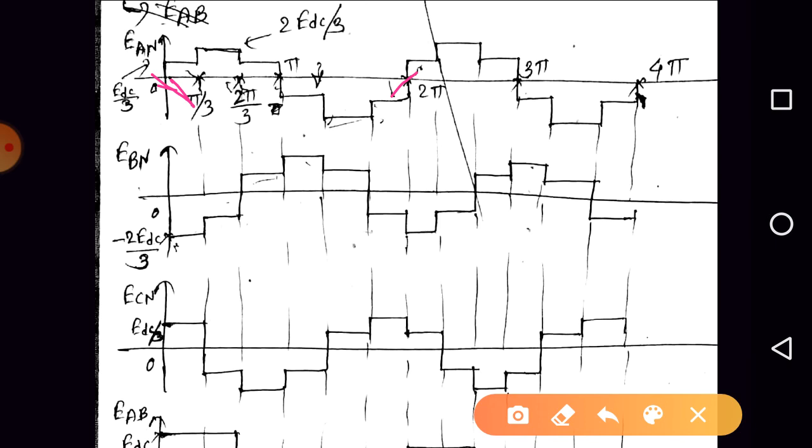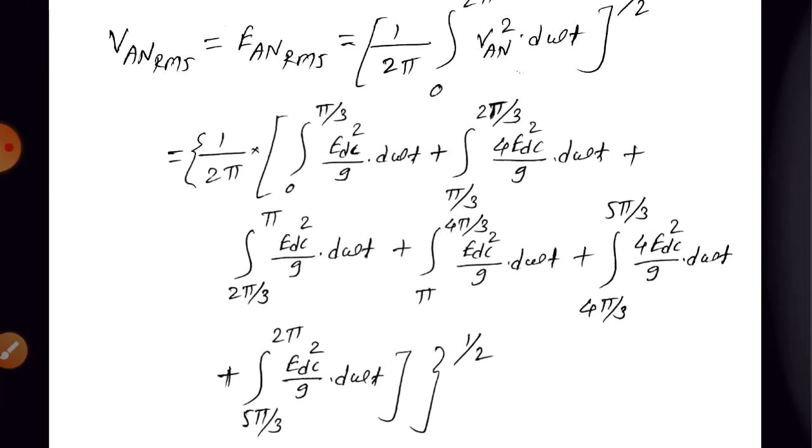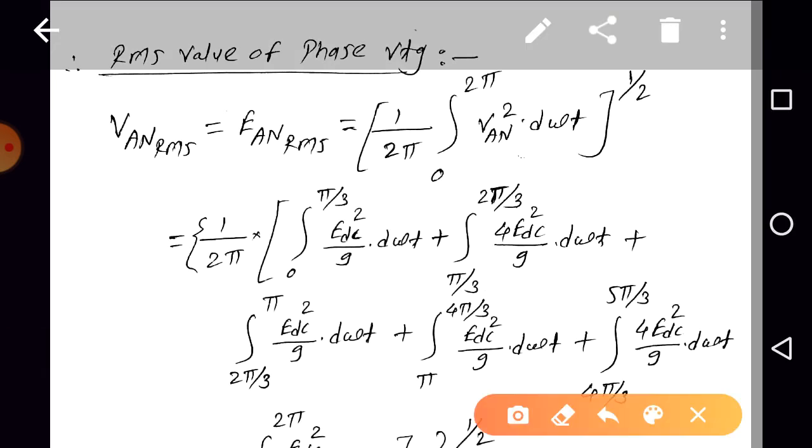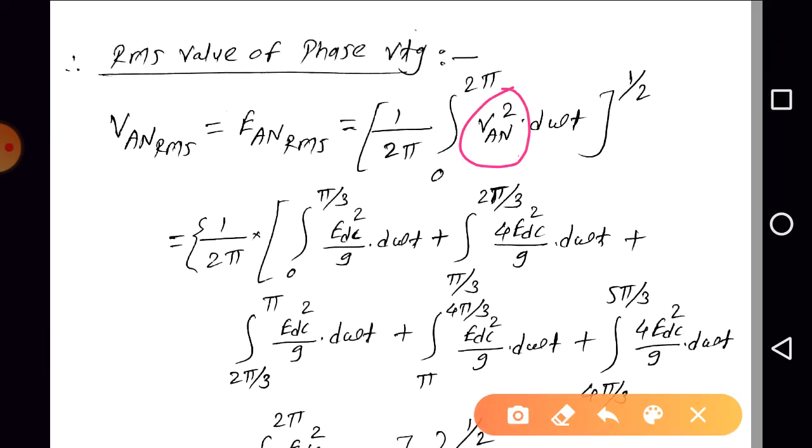So can we write it as 1 by 2 pi integration? How many intervals do we need to take? We need to take 0 to pi by 3, pi by 3 to 2 pi by 3, 2 pi by 3 to pi, pi to 4 pi by 3 and so on. So we are having a total of 6 intervals. So we can write the RMS value as 1 by 2 pi integration from 0 to 2 pi of VAN square d omega t, to the power 1 by 2. So it is the square root of the mean of the squared value.